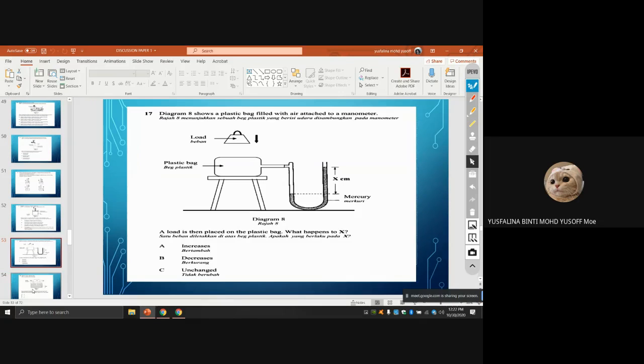Alright, next one, diagram 8 shows a plastic bag filled with air attached to a manometer. A load is then placed on the plastic bag. You put the load here on top of the plastic bag. What happened to X? This means the pressure is increased, right? When the pressure increases, it pushes the mercury here downward, and this one will go up. So the answer should be 17 is A.